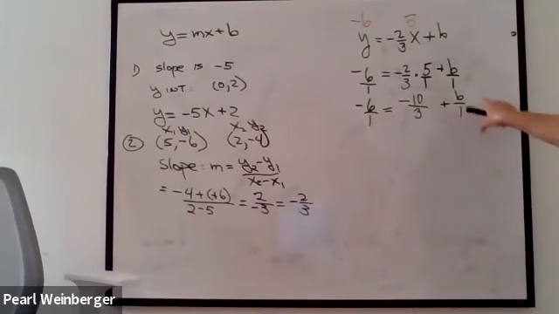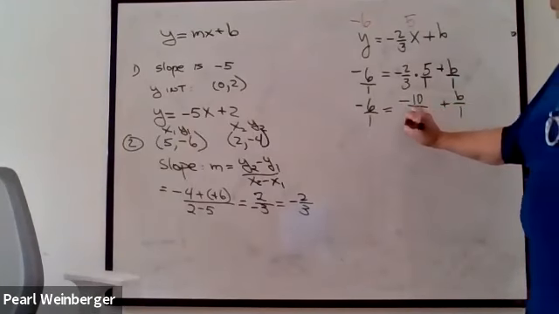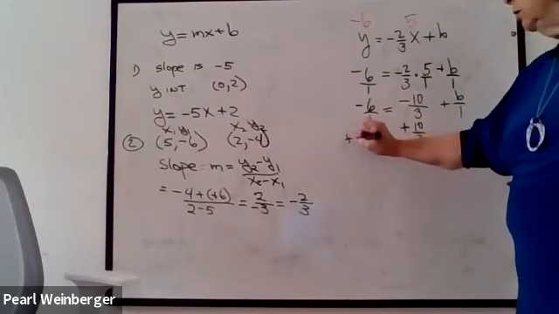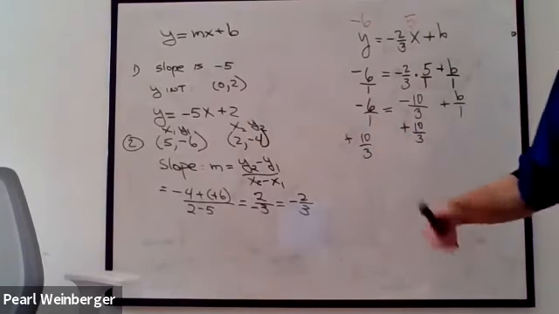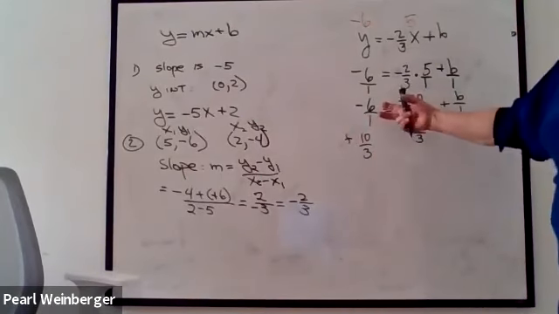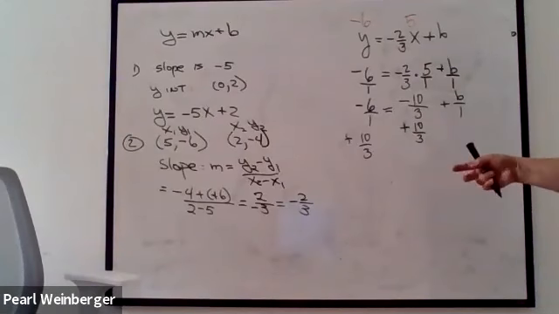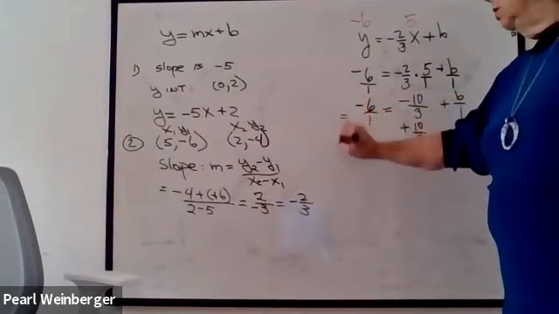Now, I want to get the b alone, because I want to figure out what b is, which means I have to get rid of this negative 10 over 3. So I'm going to add 10 over 3 to both sides. Now, if you know how to use a calculator, there are calculators that do most of this. If you have this 2-line calculator, it does work with fractions. You don't want to change it to decimals if you can avoid it. But I'm going to do this by hand.